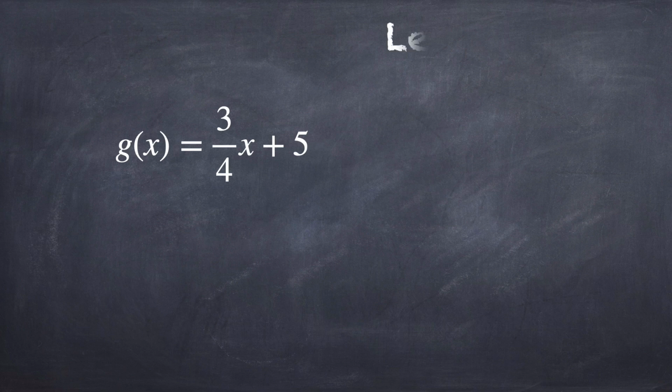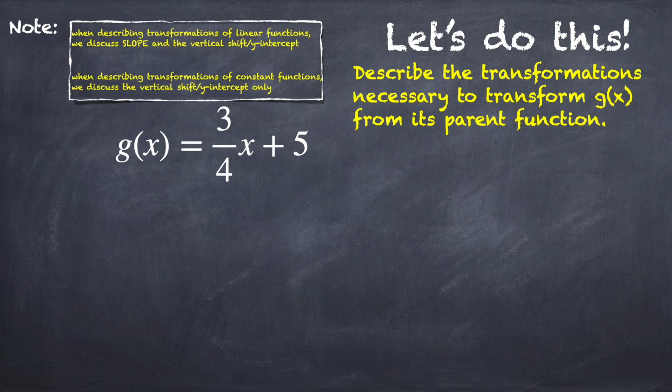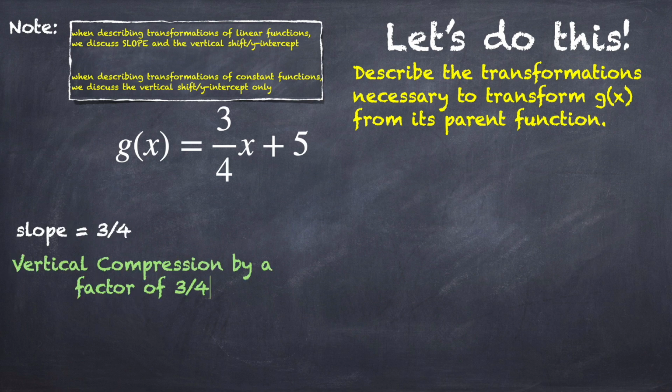Okay, we're going to do this one in particular together. Again, I put little notes up there on what we're supposed to mention. This is a linear function, it's not a constant one. So g of x equals 3/4 x plus 5. So my slope is 3/4, which is less than 1. So I'll have a compression, or my slope changed from 1 to 3/4. My k value, which is tacked on the back, is the number 5. That's my y-intercept. My y-intercept is 5.